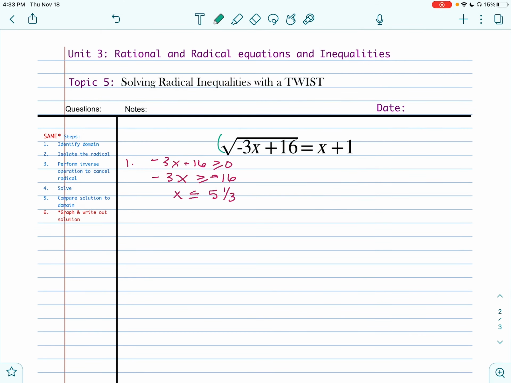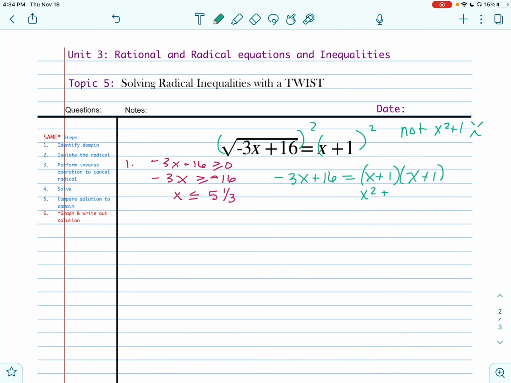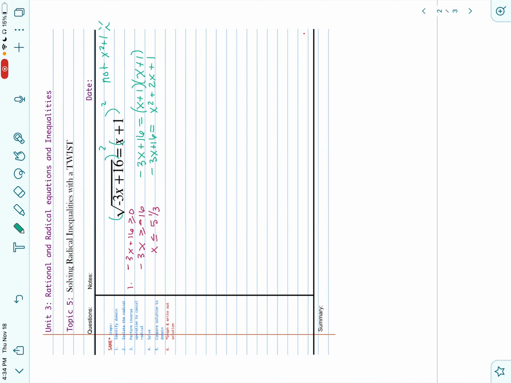So perform the inverse operation. So I have negative 3x plus 16 equals, and this means x plus 1 times x plus 1. It does not equal x squared plus 1. Don't do that. Right? When you FOIL this, you get this. Again, I'm going to move everything over to the right side so that I can factor.